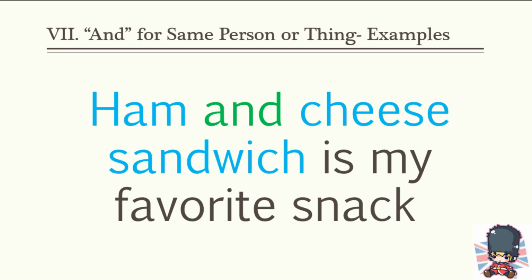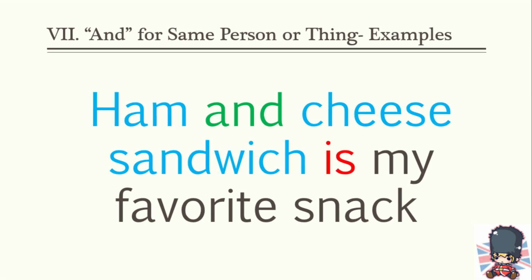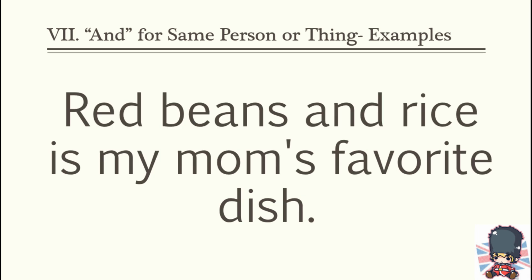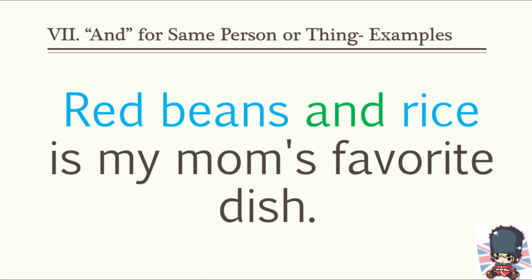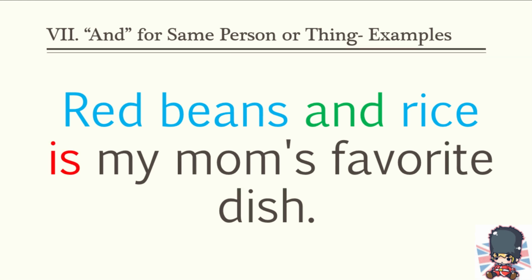Hindi siya yung parang hiwalay na sandwich. Okay? Kung ham sandwich and cheese sandwich na magkahiwalay, you have to use are. But for this one, it's taken as singular. Ham and cheese sandwich is a singular subject lang. Okay? So dahil singular siya, you have to use the verb is. Another example. Red beans and rice is my mom's favorite dish. So, yung red beans and rice, hindi siya magkahiwalay. So, isang ulam siya. Okay? So, dahil parang isang content siya, singular siya.